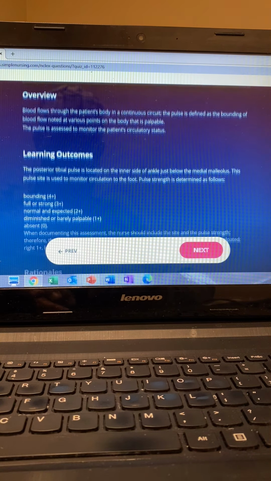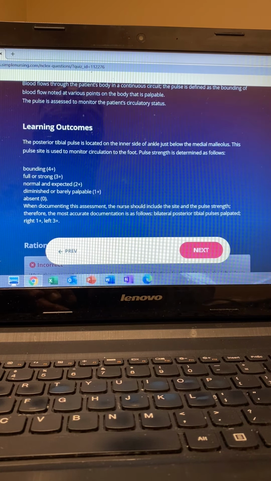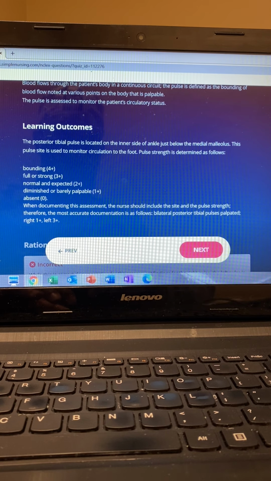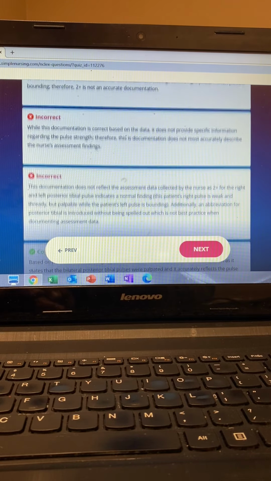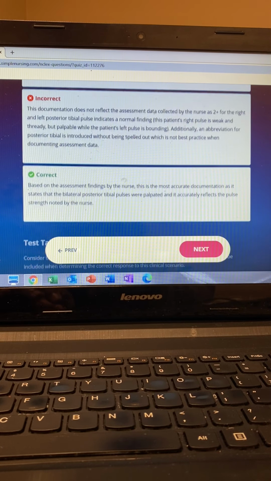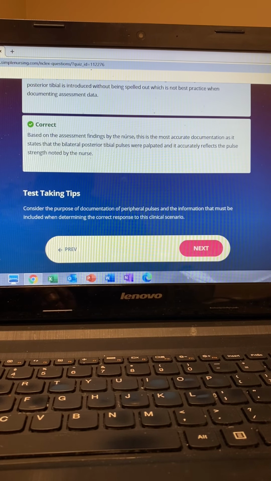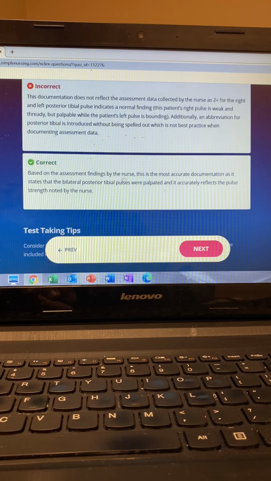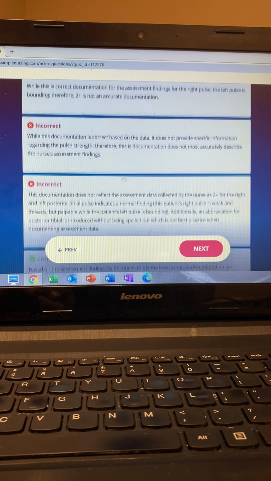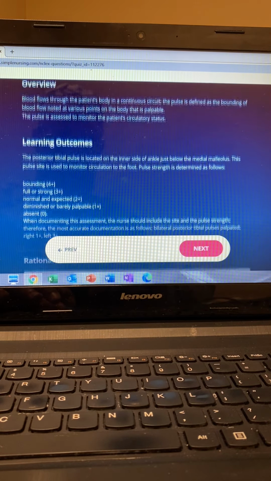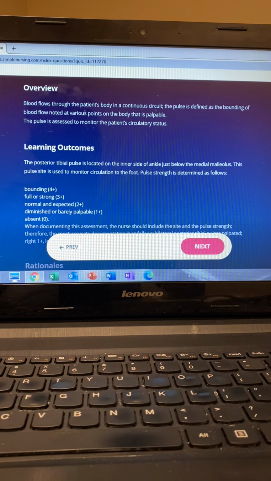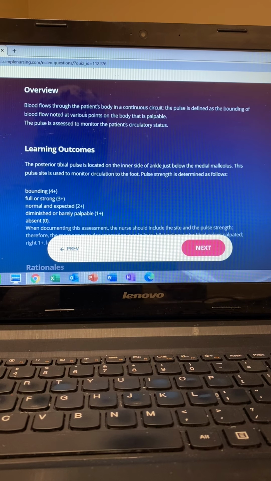So option number 1 is incorrect. Now the right side is correct, but the left side is 2+, which is normal. Guys, bounding is not normal here. Bounding should be really strong. Option 2 and 3 are incorrect. Using the less than or greater than symbol is not appropriate. And option 3, right and left grading indicates normal pulses. So guys, these pulses are not normal.